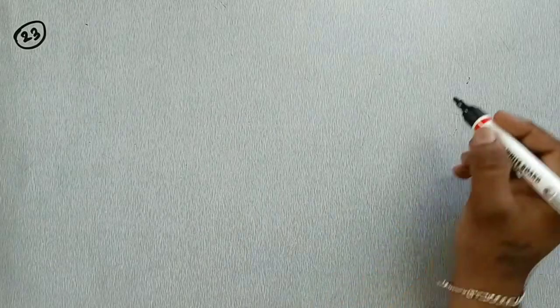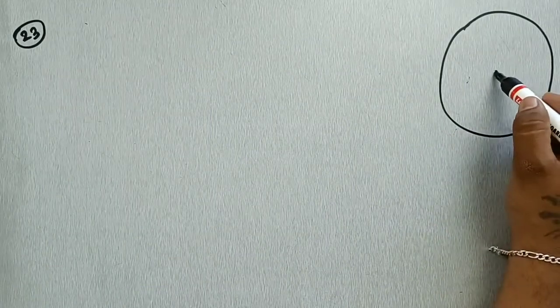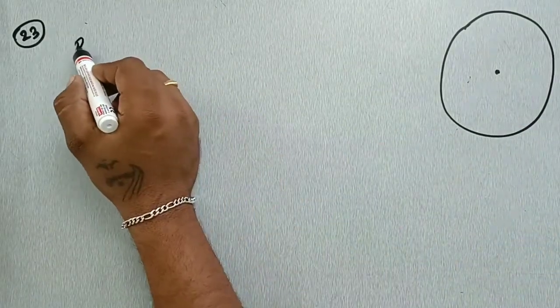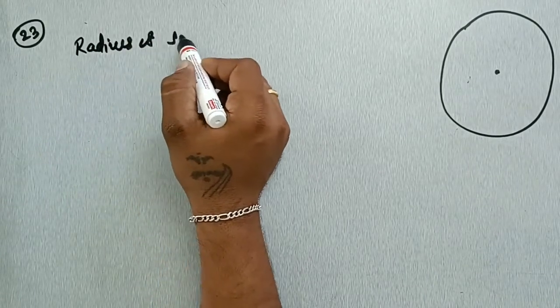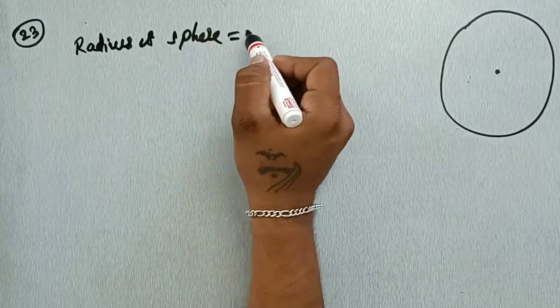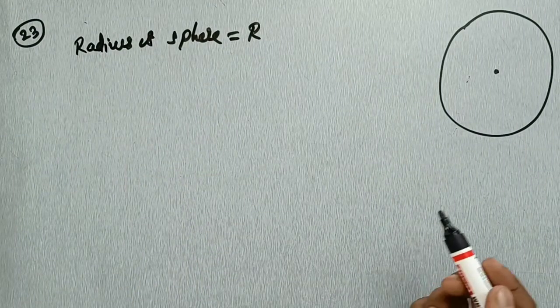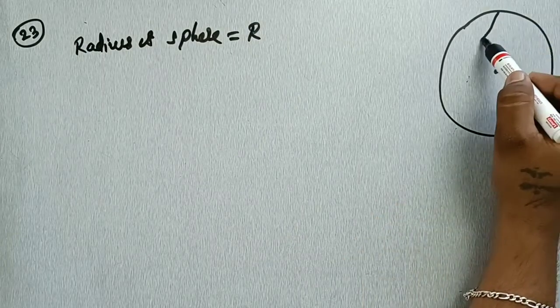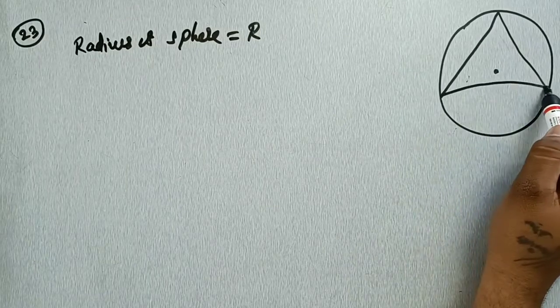Question number 23. Prove that the volume of the largest cone that can be inscribed in a sphere. So actually there is a sphere given, and the sphere's radius is also given. We can write the radius of the sphere equal to capital R. The largest cone is inscribed in the sphere. So this is our cone.